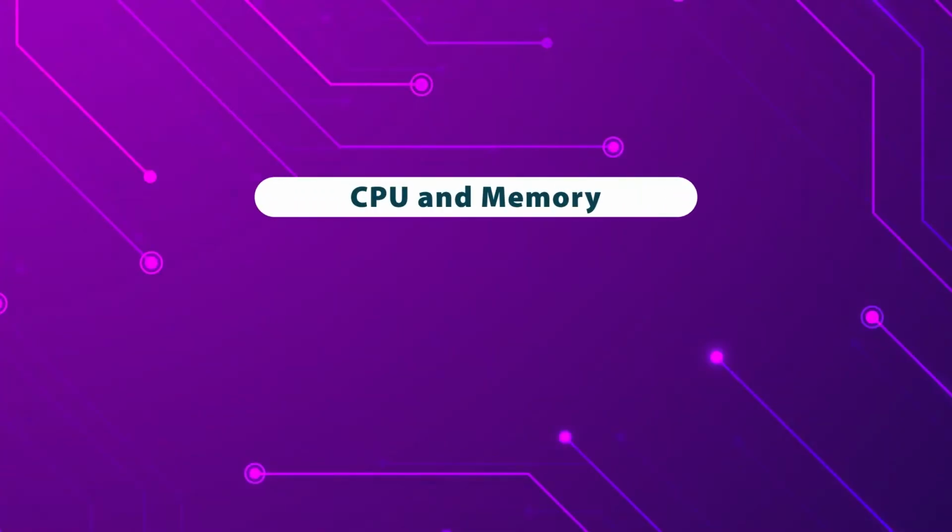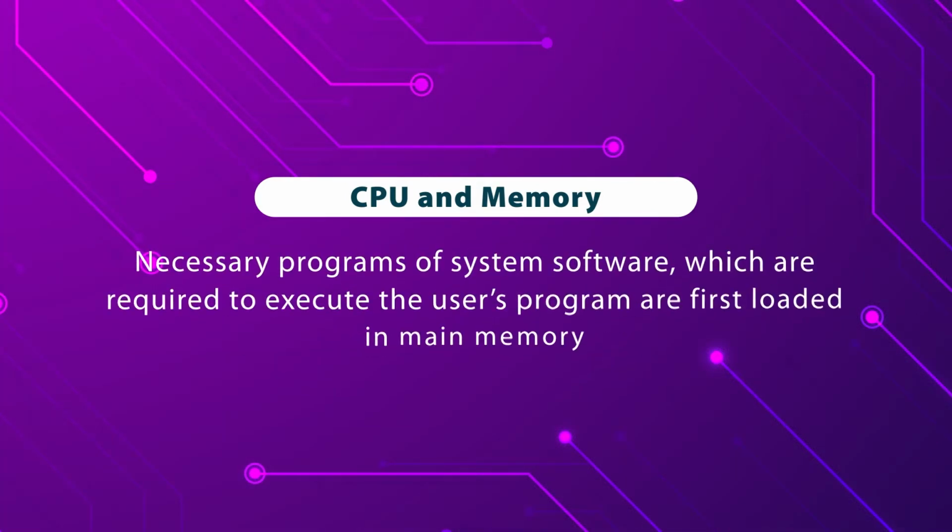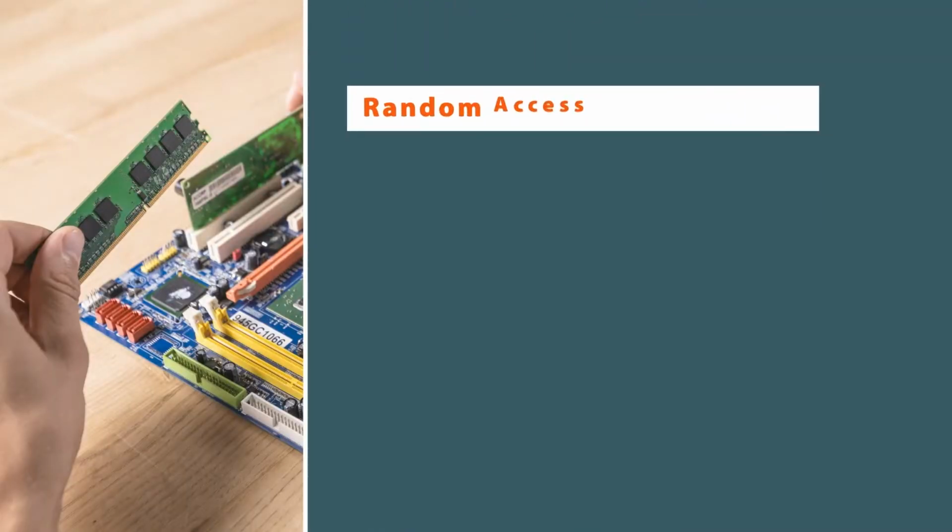The memory unit that directly communicates with the CPU is called our primary memory or primary storage. It is a very important component of the computer system. Once again I repeat, the necessary program as well as the required data are stored in it and executed by the processor, but they should be in main memory. It is random access memory. Random access means that it is not sequentially accessed. Random means not sequential.